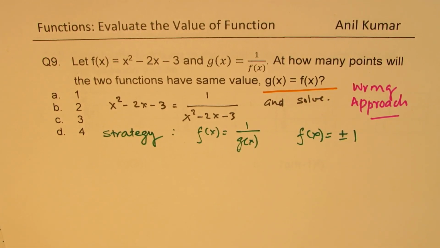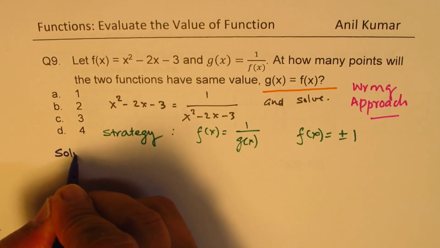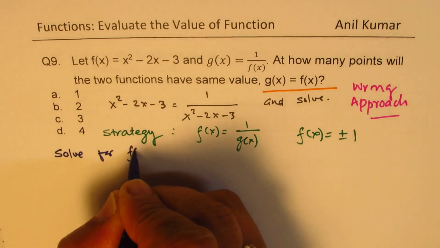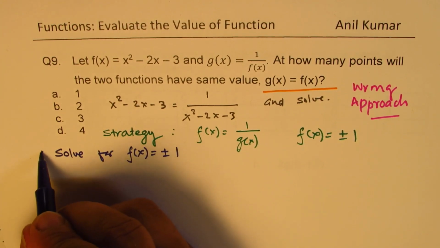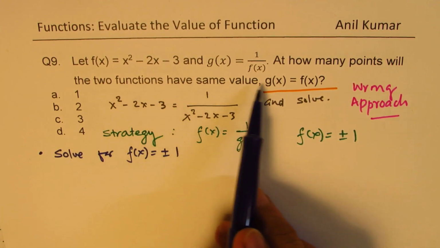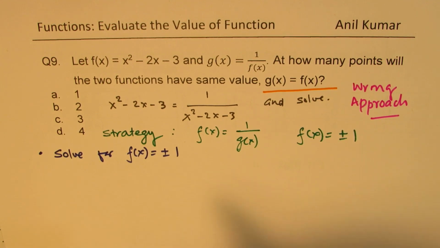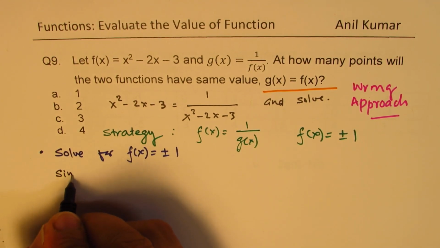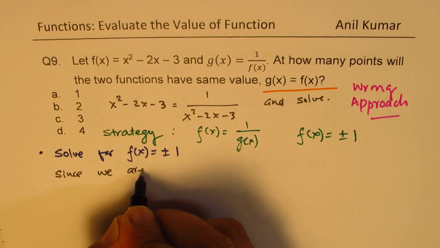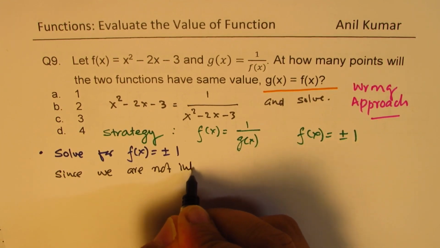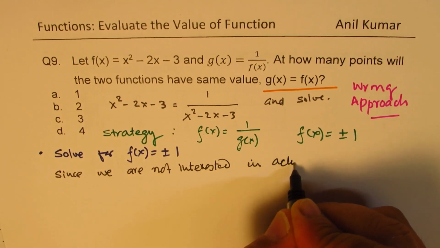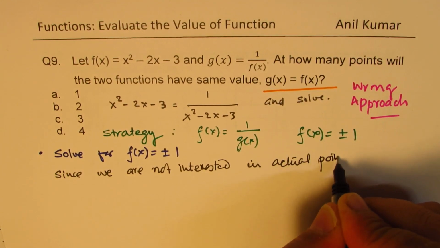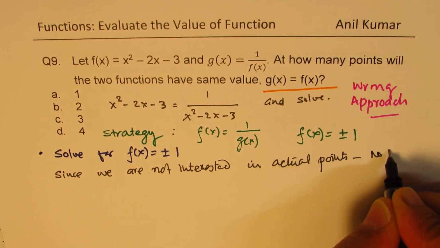So the strategy here is to solve for f of x equals plus minus 1, correct? So that is one strategy. Now, the idea here is we are actually not interested in points, right? So this is another important thing. Since we are not interested in actual points, no need to solve.